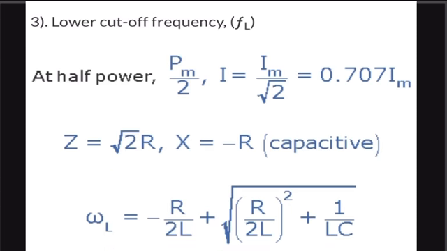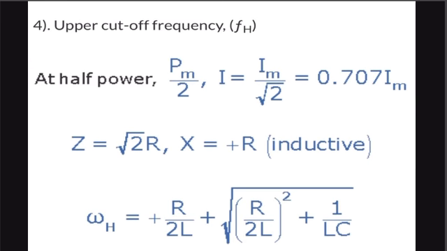Okay. So next, coming to the lower cutoff frequency, at half power Pm by 2, I is equal to Im by root over 2, that is equal to 0.707 Im. So Z is equal to root over 2 R and X is equal to minus R, that is a capacitive value. So omega L is equal to minus R by 2L plus root over (R by 2L) whole square plus 1 by LC. This is about the lower cutoff frequency.